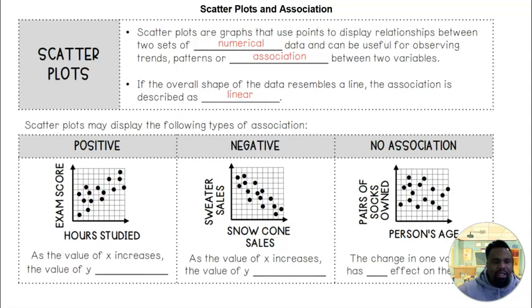Positive association: generally as your x increases, your y increases. Look at what's happening with your pattern of data. It looks like it's going upward. And then negative: as your x increases, the y decreases. Look at the pattern of your cluster of points; it's generally going in a downward direction. No association means that one variable does not have an effect on the other. So those points are all over the place along your graph.